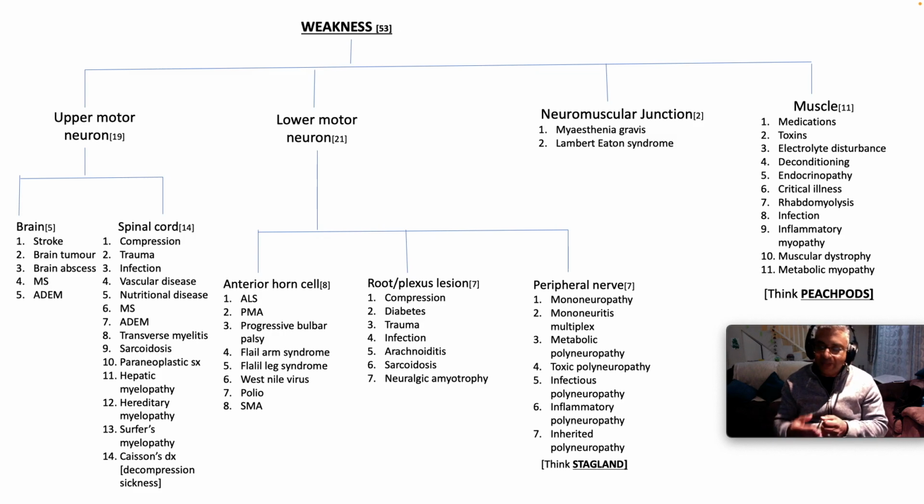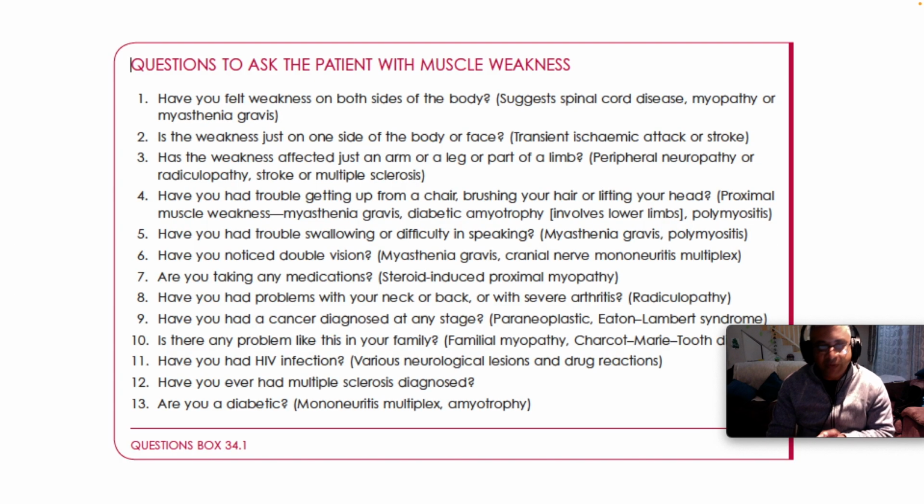But a nice acronym for that is PEACH PODS. There will be polymyositis, endocrinopathies, alcohol, cancer, hereditary myopathies, that's the H. The P is for periodic paralysis, O is for osteomalacia, D is for drugs, and S is for sarcoidosis, right? PEACH PODS.